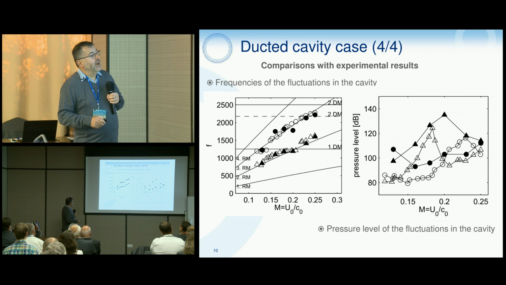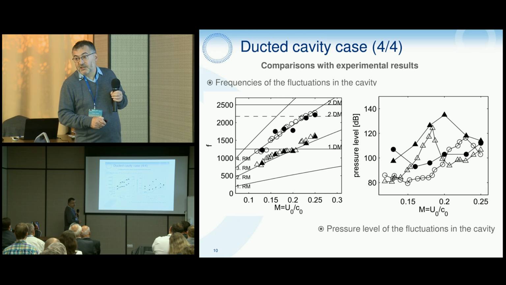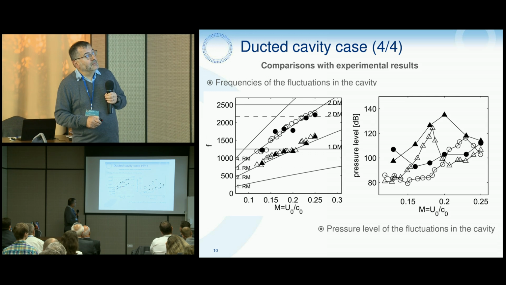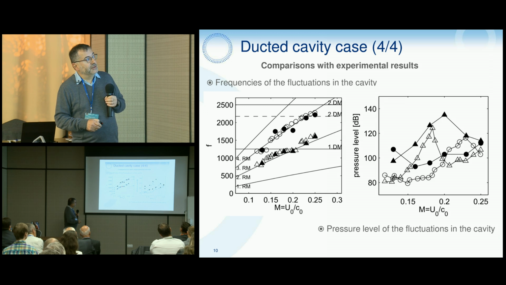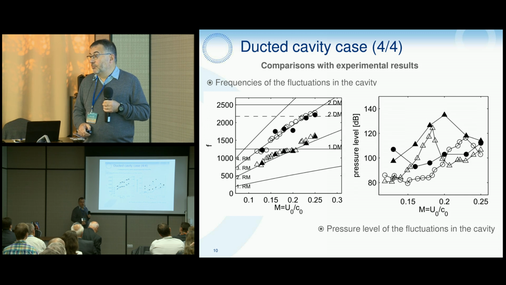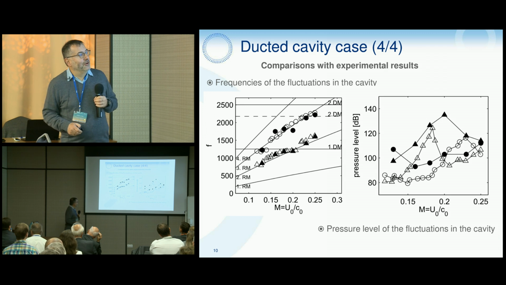We can see that, for example, for the second Rossiter mode, we can very clearly see the phenomenon of locking, because when we approach 0.18, the frequency of the fluctuations leaves the Rossiter evolution to be locked in the first transverse mode. In black is the calculation, and the empty triangles are the experiment. Here we have another lock-in, and here another lock-in. Here it's a spurious result. We don't know why.